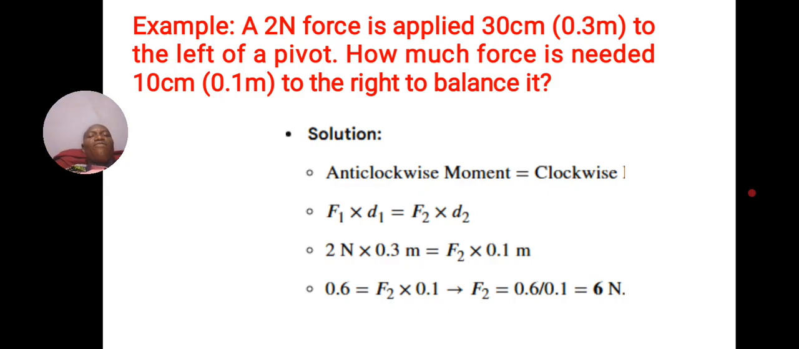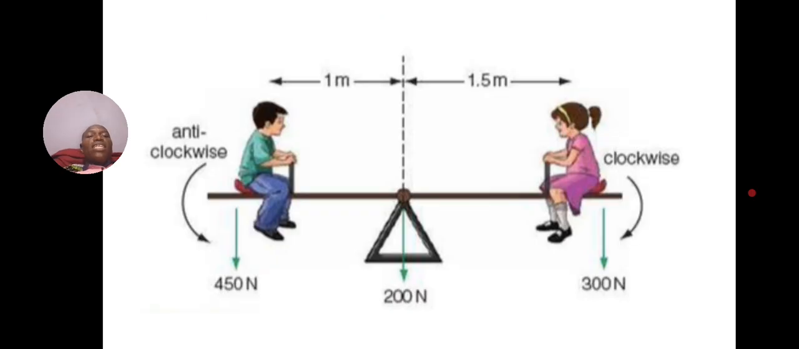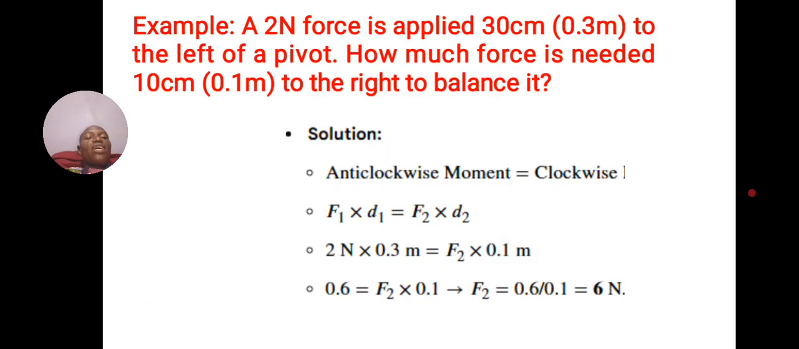So these things are very, very simple. That is to say, they may give you the weight of the girl, weight of the boy, distance of the boy from the center, and they will not give you the distance of the girl and ask you to calculate. So you are going to use this same formula and you will get it.